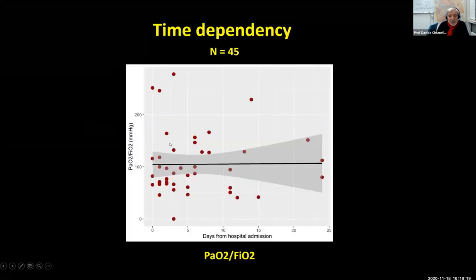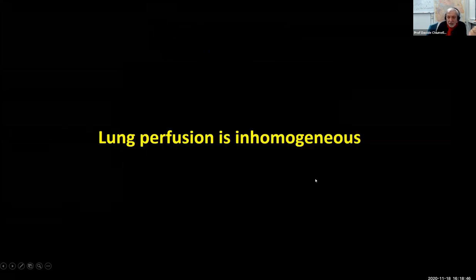But oxygenation, look here, did not change. Even when the densities were very modest, when the recruitability was very low at the beginning, when the compliance was very good, we have a very bad PO2 over FiO2. Here the intercept at 0 is 100. After 3 weeks, still 100. Gas exchange follows precise mathematical rules.